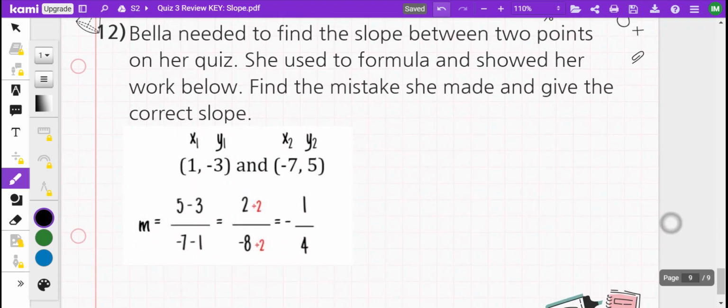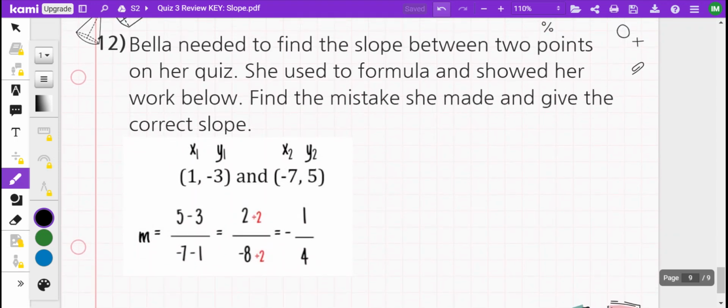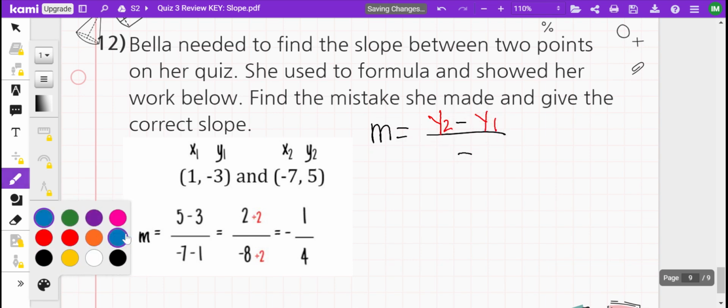All right, last question. Bella needed to find the slope between 2 points on her quiz. She used the formula and showed her work below. Find the mistake she made and give the correct slope. Okay, so don't forget the formula to find our slope is y2 minus y1 over x2 minus x1.